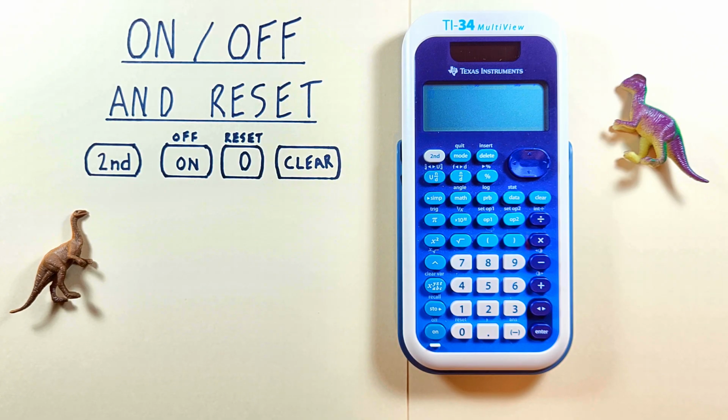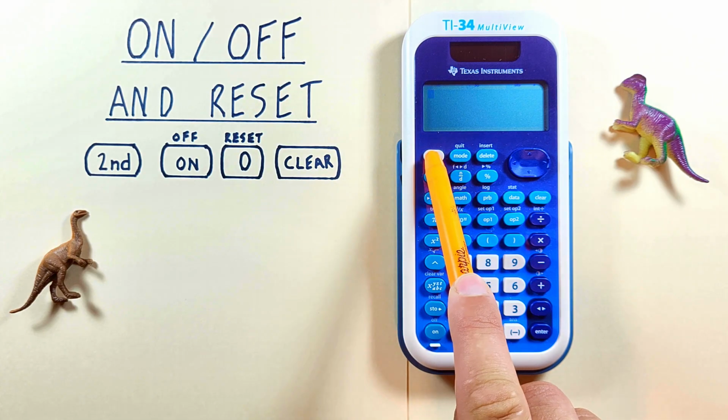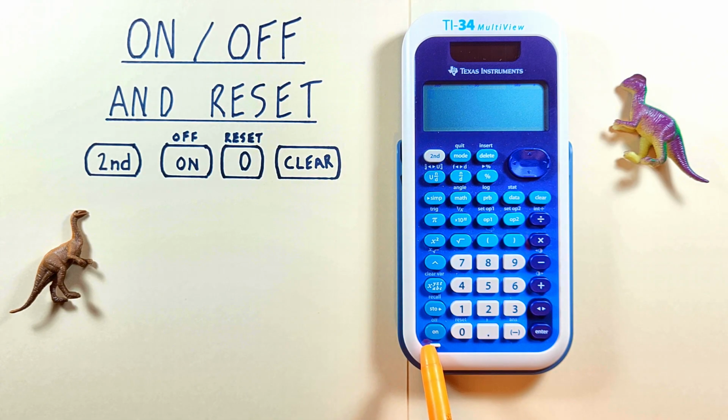If we're done working with our calculator and want to turn it off, to do that, we go second function and then the on key using the second function, which is off. So we hit that, our calculator turns off, and we don't have to worry about it.